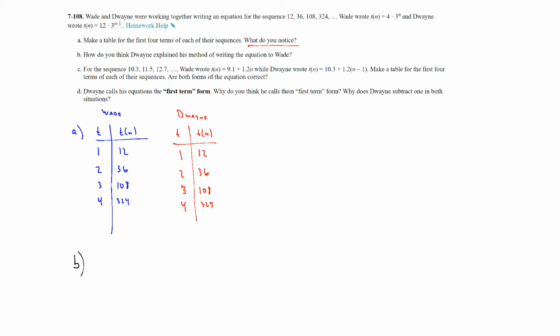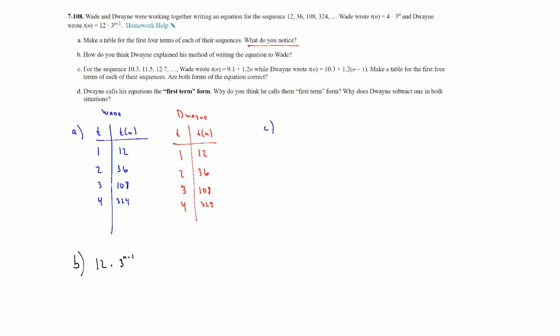We're just speculating what Dwayne would say, but he could say that the 12 represents the first term in the sequence, so he knows he needs to multiply by a form of 1, and the only way you can multiply 12 by a form of 1 when you're using exponents is to raise it to the 0 power. So that's why he had to use the n minus 1, so that when you plug in 1, 1 minus 1 would give you 0. So that's an option, and there's other things that he could write or explain as well.